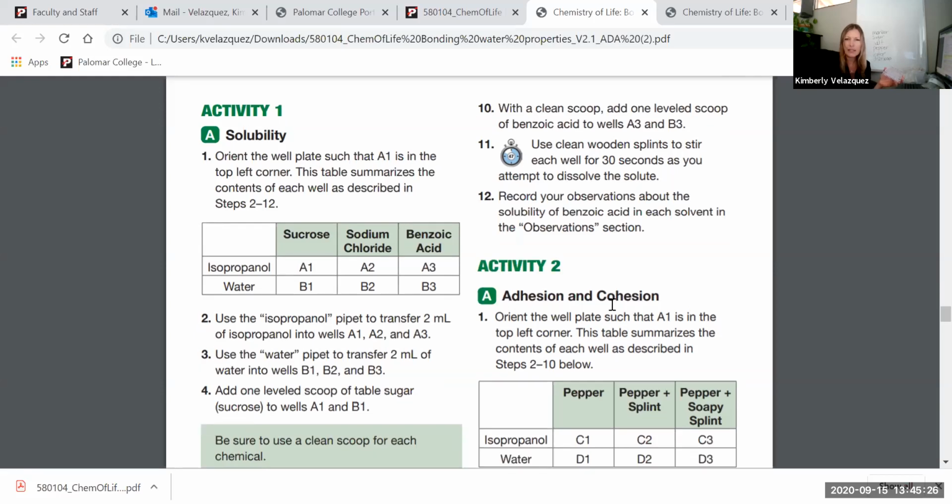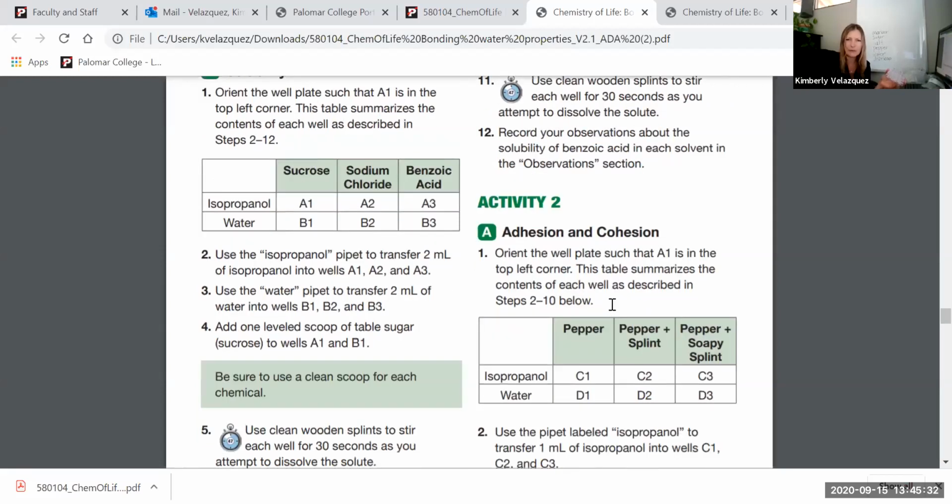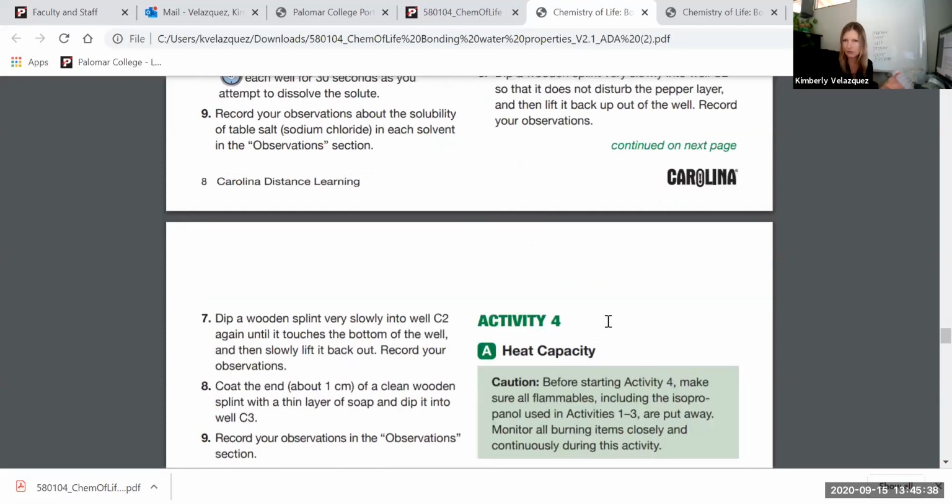Okay, adhesion, same thing. Follow everything in order. Keep really good notes and observations of what happened. You're not collecting any quantitative data this week, okay? In other words, you're not collecting numbers. You are recording observations. That's very important to note.